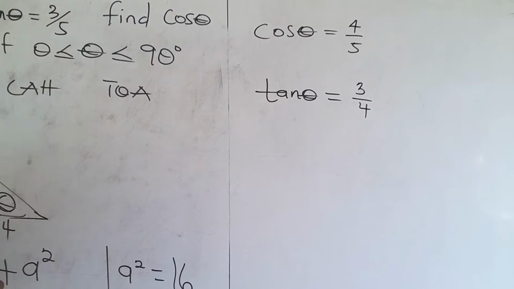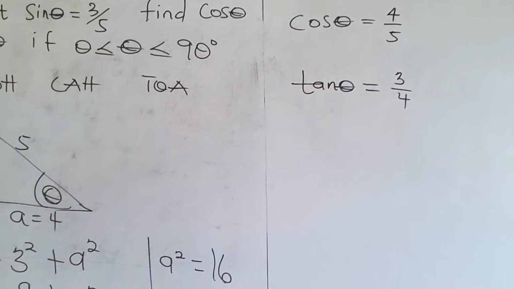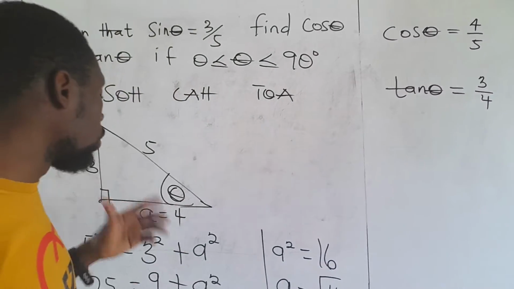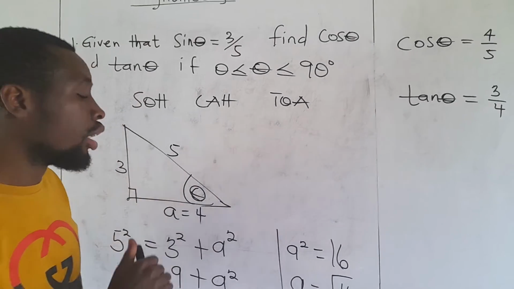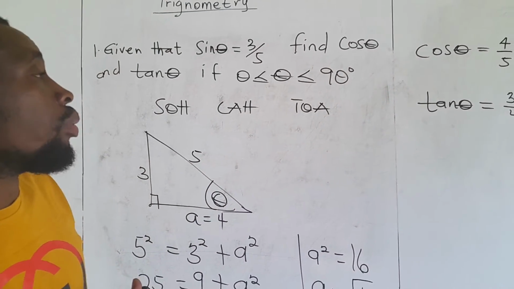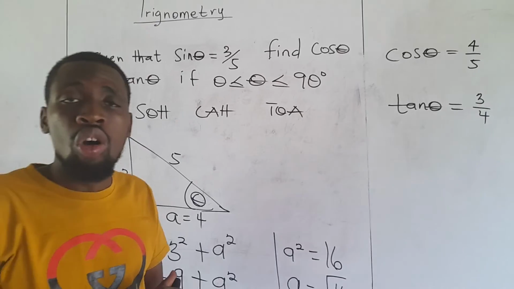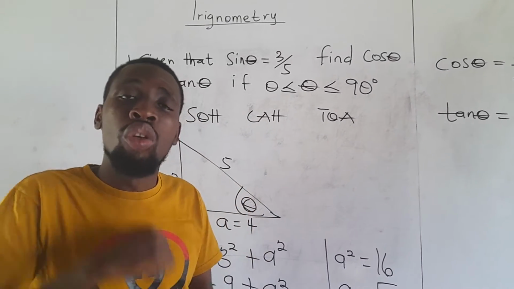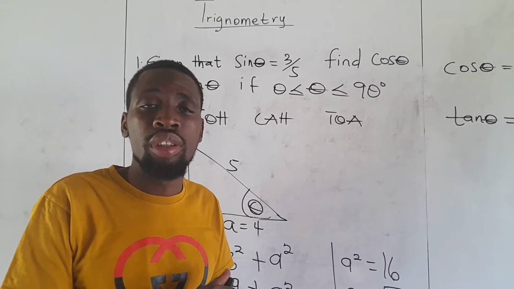I hope you get that. Very simple. So when it is given to you, just try to use Pythagoras to find the other side. Then you solve the problem or what the question is asking for. We solve more questions on this.